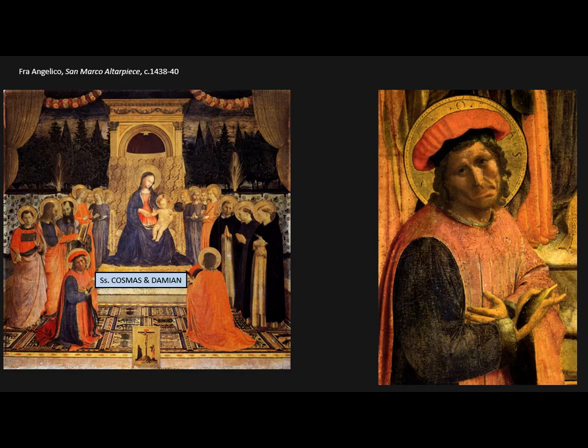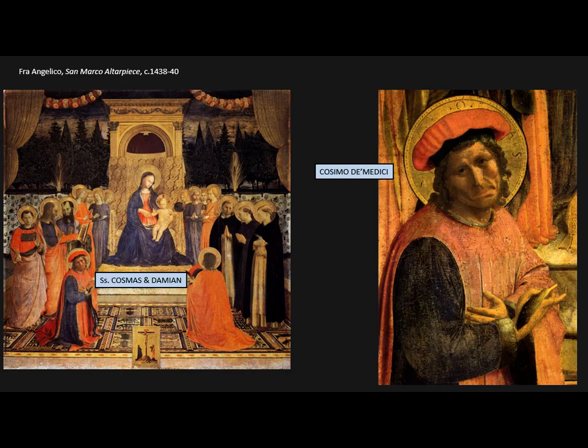And this is St. Cosmas looking out at us. St. Damian, his brother on the right, is looking in toward the Virgin Mary. St. Cosmas has the face of Cosimo de' Medici, the leader of the famous banking family from Florence. In fact, he's here because it was Medici money that paid for the monastery and for all of its art.